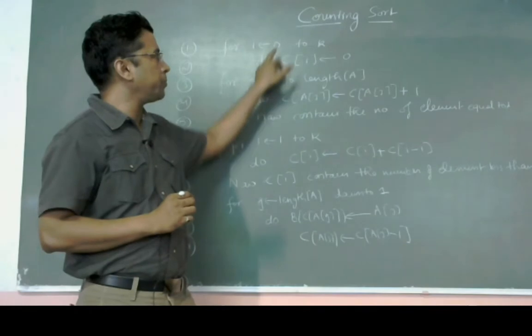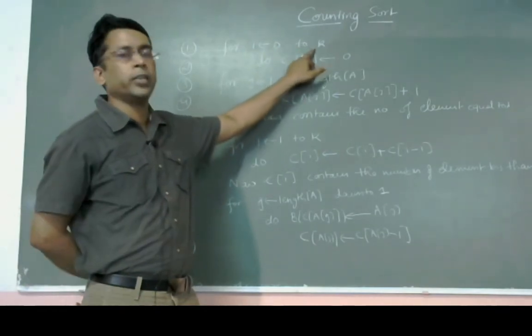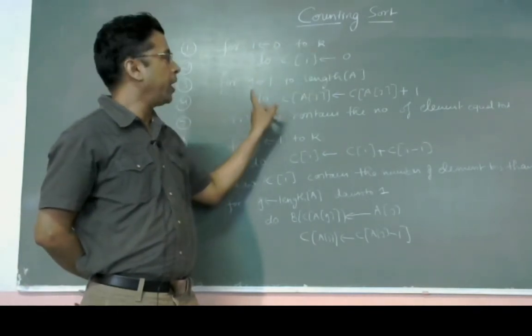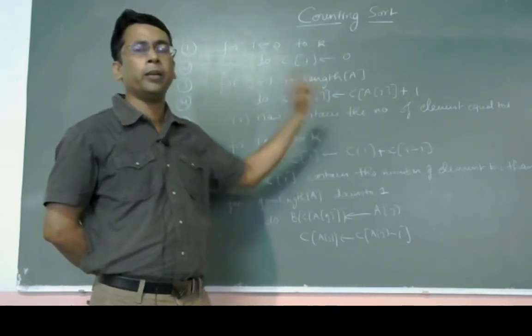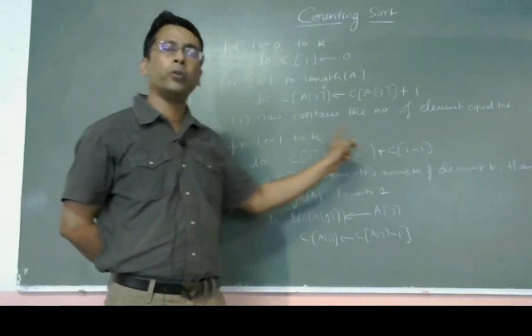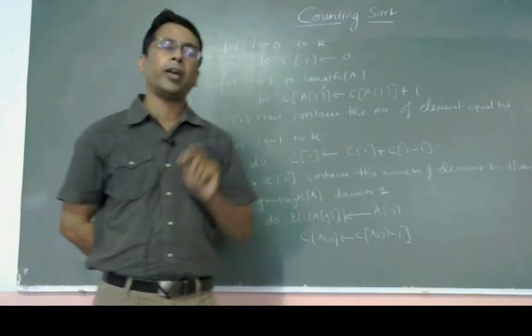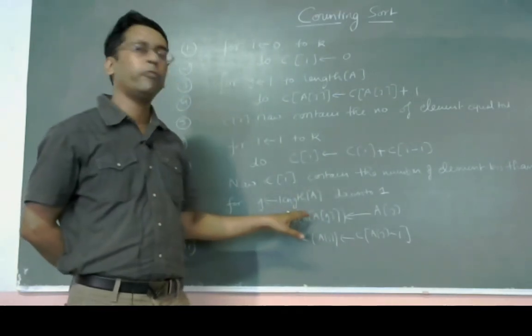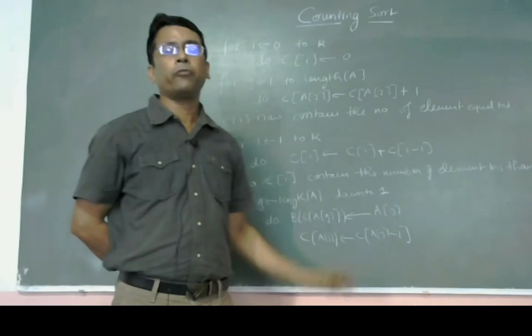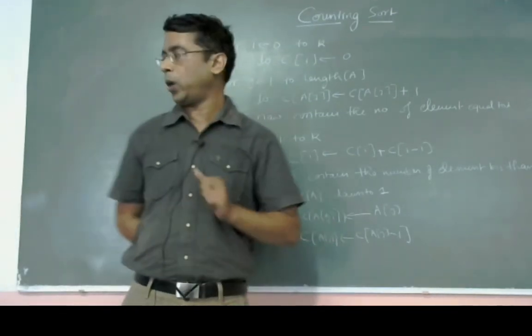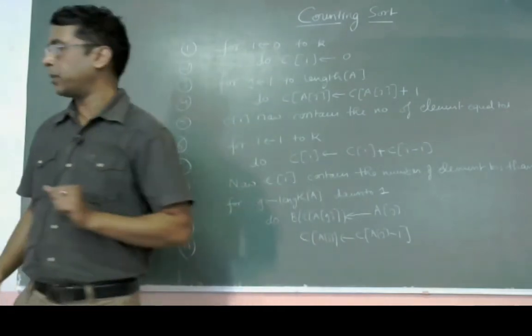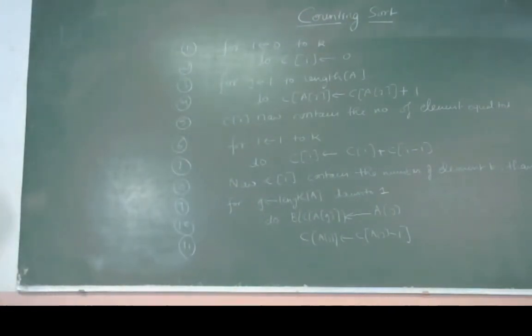So the crucial steps here are array initialization of the frequency array. After that you count the frequency of individual distinct array elements. After that you calculate the cumulative frequency, and finally you fill the B array with the formula B[C[A[j]]] equals A[j] and C[A[j]] equals C[A[j]] minus 1. So I'm going to rub this page and take an example.